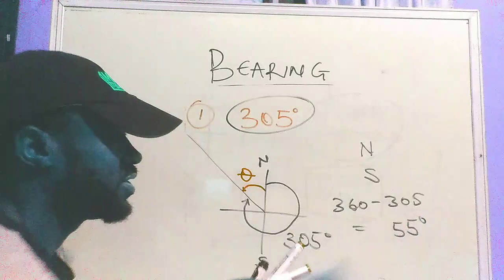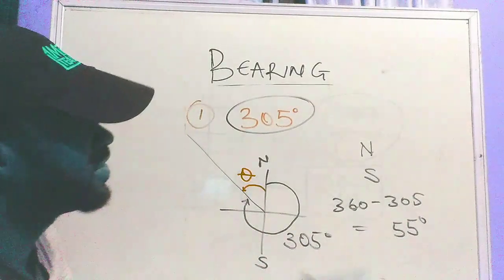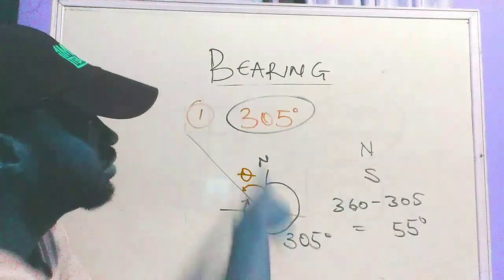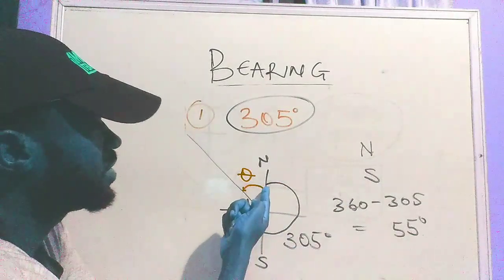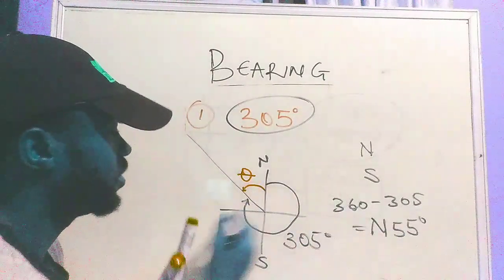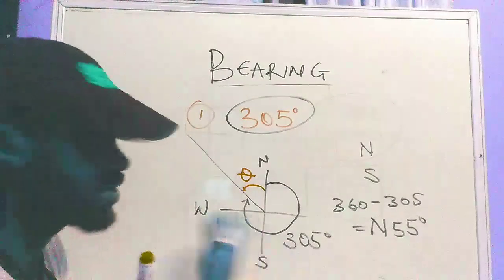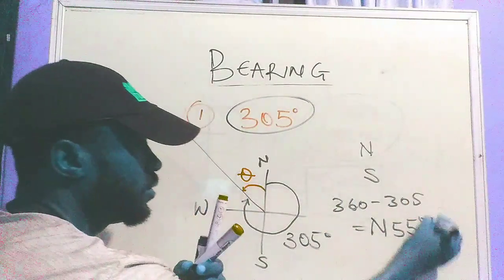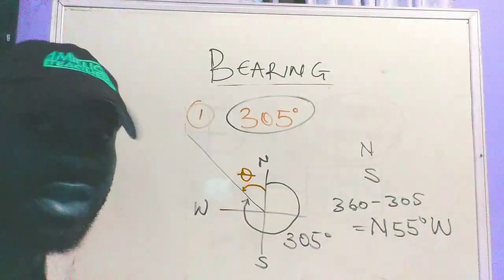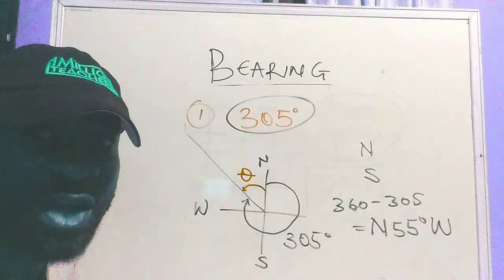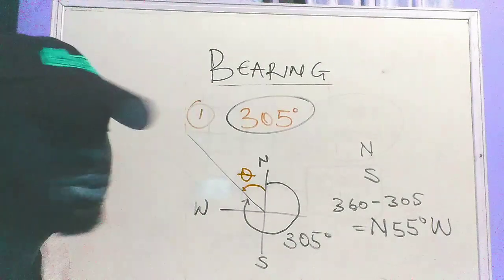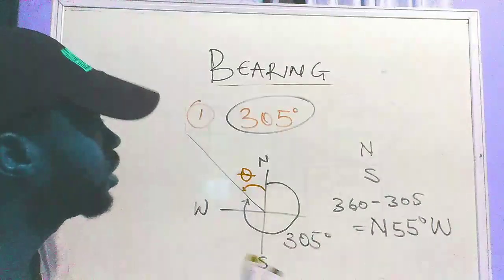Now, if you leave your answer this way, this is still not a compass bearing because you've not put the cardinals. So if you look at this, it starts from the north and moves towards the west. Remember, your left hand side is the west, right hand side is the east. So which means that 305 degrees is the same thing as north 55 degrees west. Okay, so we have established that. Let's just take one more before we go.